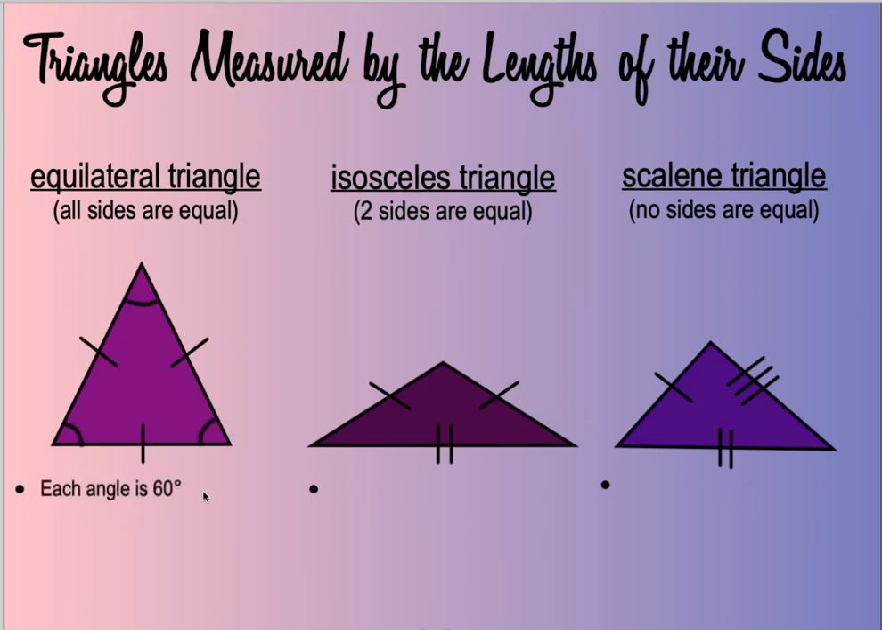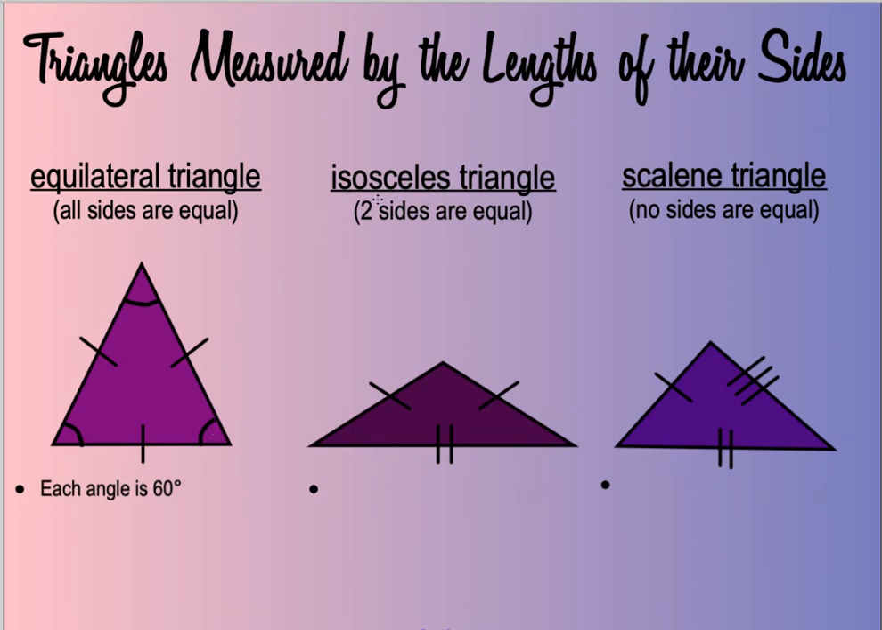Another thing that you may not know yet is that equilateral triangles also have equal angles. So if you ever have an equilateral triangle, this is a giveaway that the angles will all be 60 degrees. 60 plus 60 plus 60 equals 180.